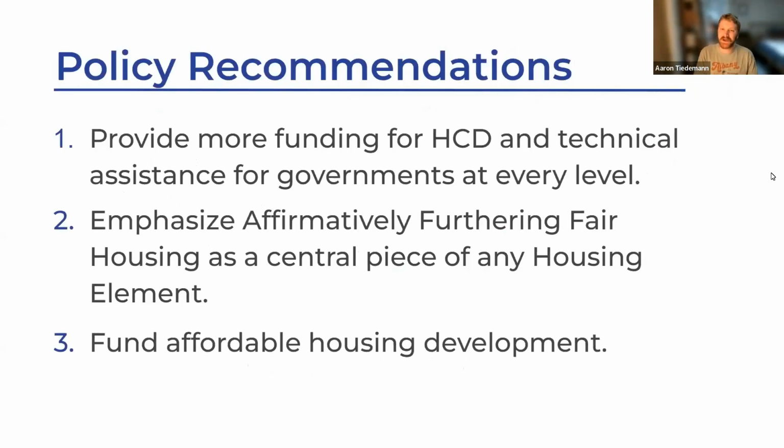We've got just a couple policy recommendations of what we could be thinking about in 7 years when we're doing the 7th cycle housing element process. What do we want to have changed to make this easier or more effective? And the first one of those is just providing more funding and technical assistance for governments at every level. Like I mentioned, people struggled with having enough staff time. HCD had a really big job and wasn't always able to do it as quickly as was needed or provide the individualized feedback that everyone would have wanted. So having more funding, more staffing at the HCD level, and more funding and staffing at the local level would be really helpful to make this process go a lot smoother.